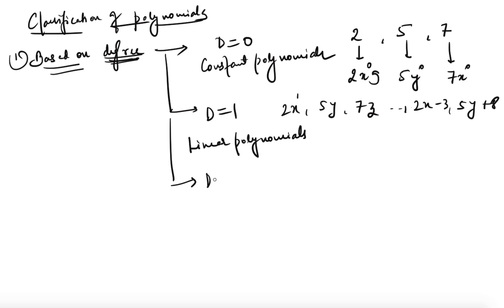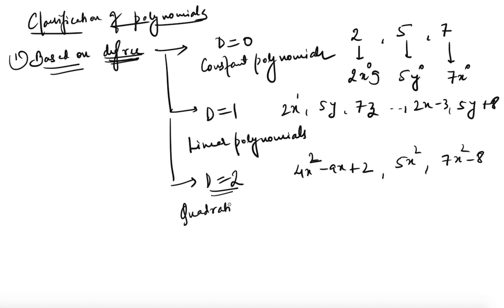Third, if the degree is equal to 2. For example, 4x square minus 9x plus 2. The highest power of the variable is 2, hence this is a polynomial of degree 2. Say only 5x square or 7x square minus 8, all come under the category of second degree polynomials. If a polynomial has degree 2, it is known as a quadratic polynomial.